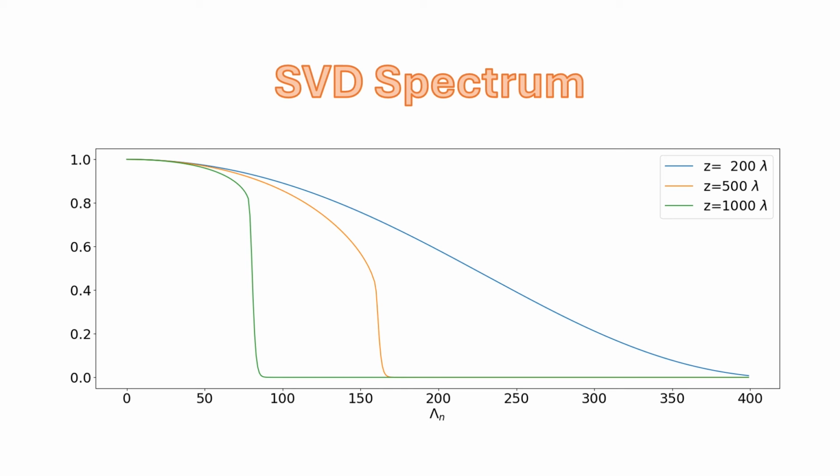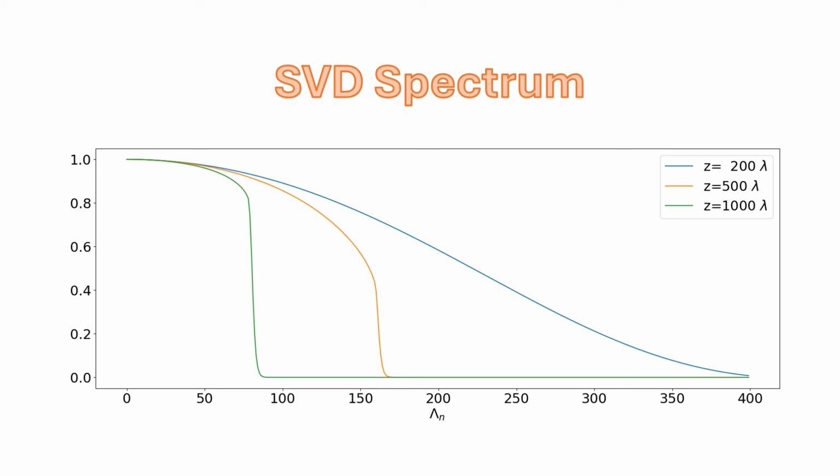This is a measure of the conditioning of this system, how many modes propagate through. So if the distance between the input plane and the output plane is 200 wavelengths, we get this blue curve. And so here, we have 200 wavelengths, and we're seeing somewhere close to 400 non-zero singular values for different modes that propagate through the system.